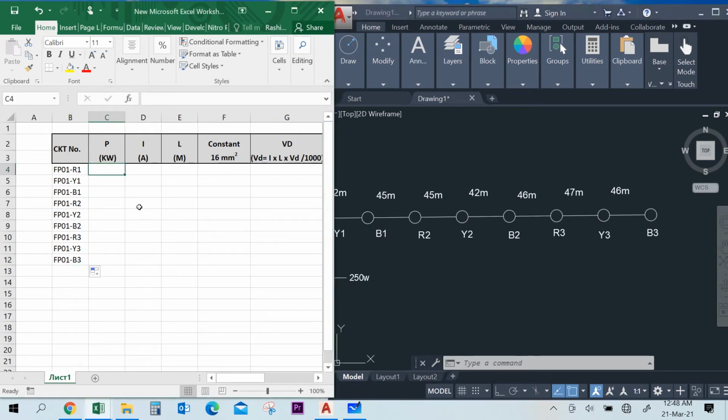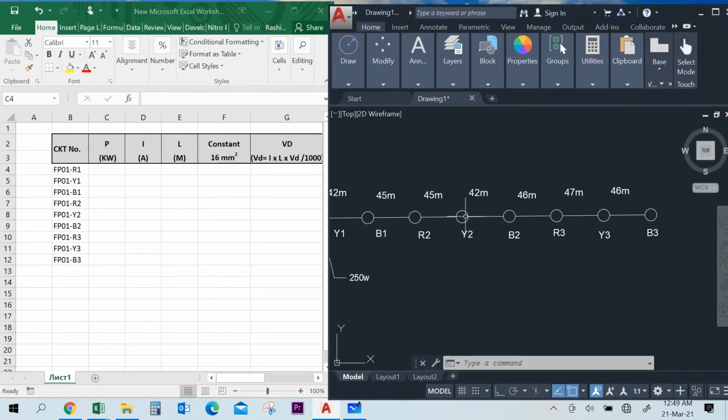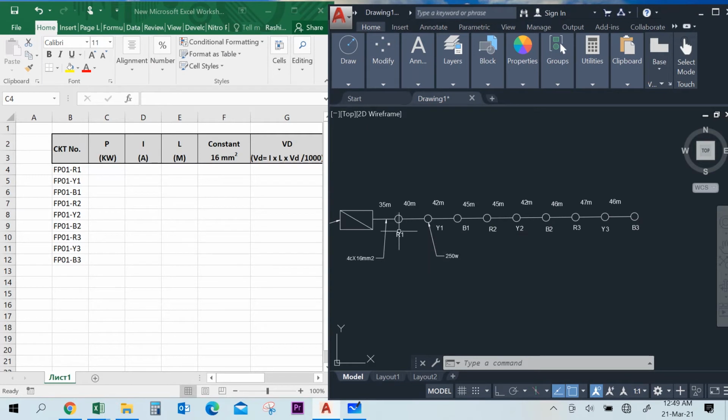So we have to mention here the wattage. Now we have to put this value in kilowatt. We have 275 watt for each luminary, so we have to convert it into kilowatt by dividing by 1000. So the value is 0.275. At each point, how much wattage is consumed.